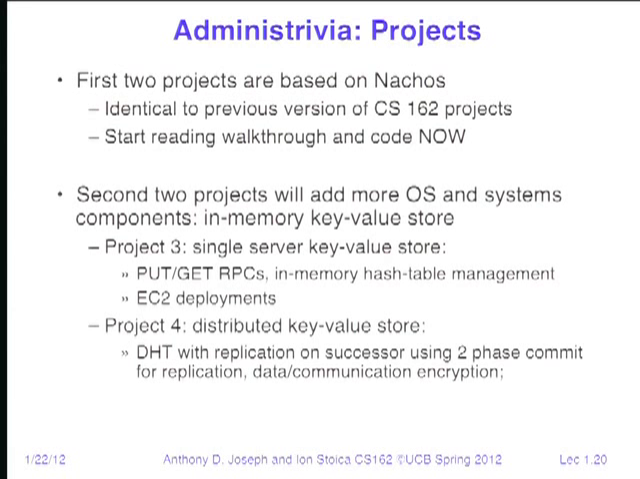And project 4 is going to be a distributed version of that. So multiple EC2 machines that you'll be using to implement a distributed hash table with replication using 2-phase commit. We're also going to add in encryption for both the data and the communication between instances.